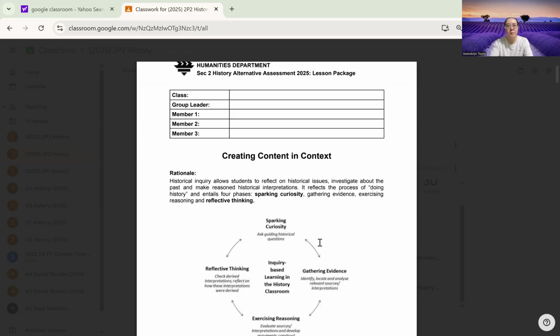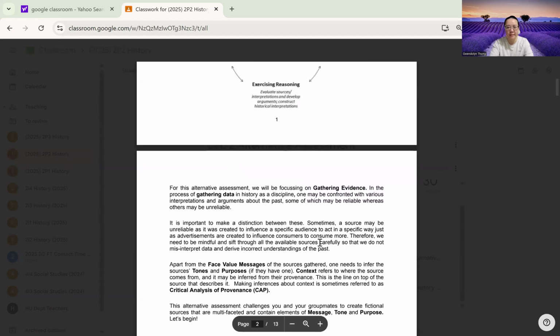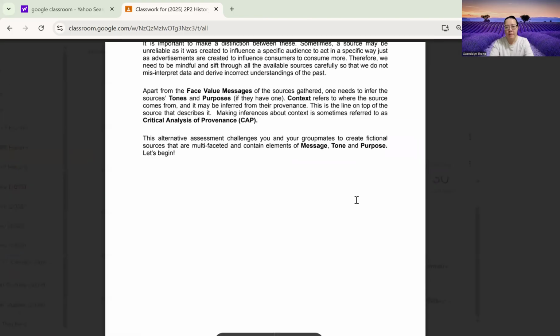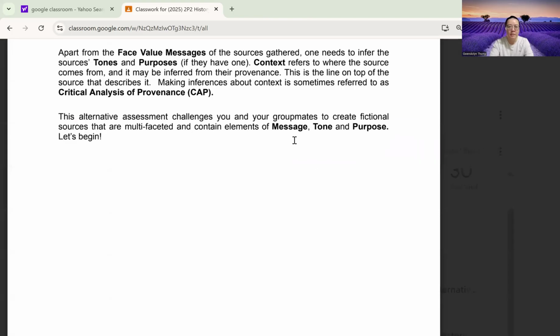Hitherto you've been consuming many sources, but for this alternative assessment, you're supposed to create the sources. And the catch to this is that the sources have to be biased. They need to contain a purpose. So as you can see, when a source is biased, it contains message, tone, and purpose. And for purpose, you've already learned VAMI: verb, audience, message, and intended outcome.